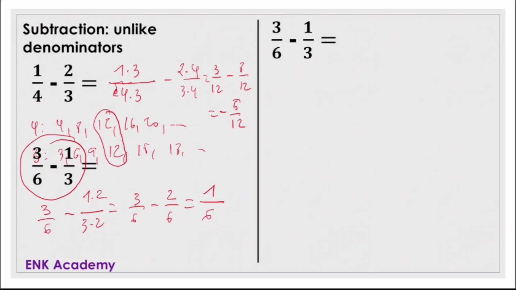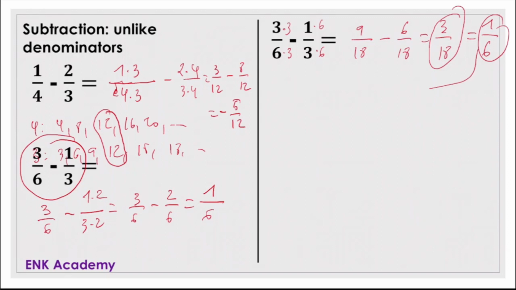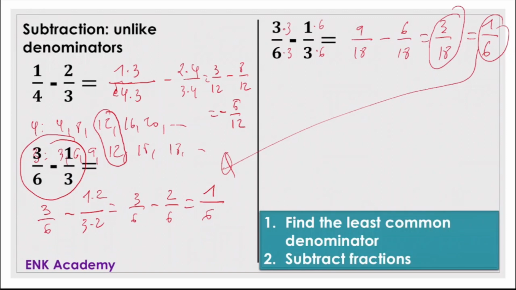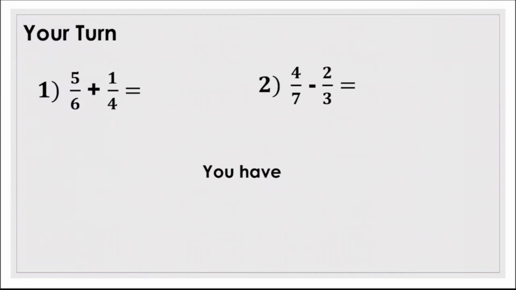However, if we did multiply by 3 instead, we will end up with 9 over 18 minus 6 over 18, which will give us 3 over 18, and this is not the simplest form. That means we need to simplify again by dividing by 3 to get 1 over 6, which gives us the same result as if we use the least common denominator. So in the same way, you need to find the least common denominator between the fractions and then subtract the fractions. Now it's your turn.